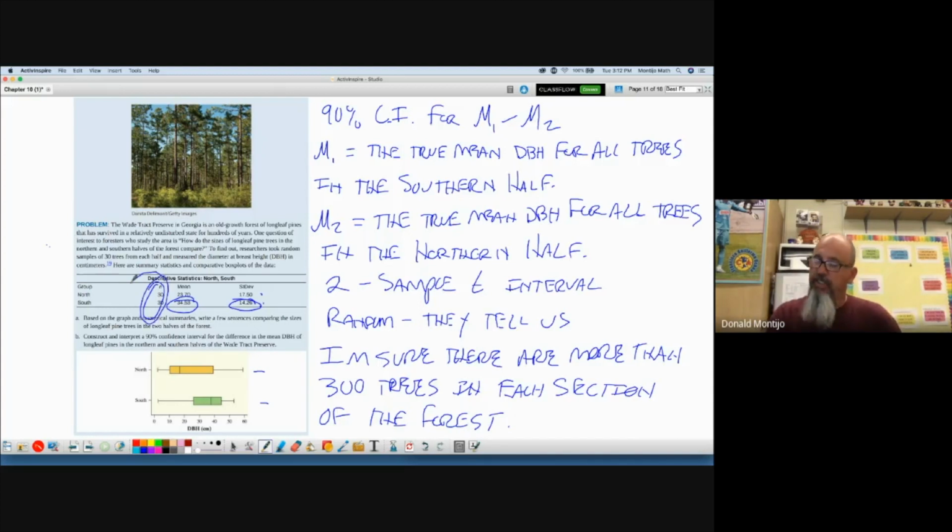Normal? Yep. Since n is greater than or equal to 30, they're both normal by the central limit theorem. All right, so step 1, what are we going to do to find the parameter? Step 2, are we allowed to do it? So we know what we're going to do. We know that we're allowed to do it. Now, let's do it.